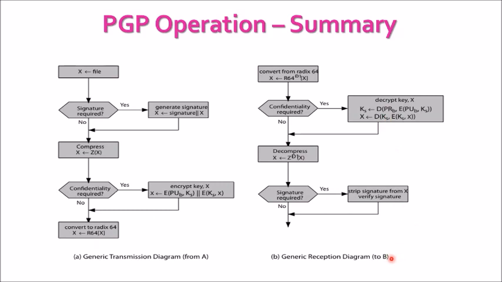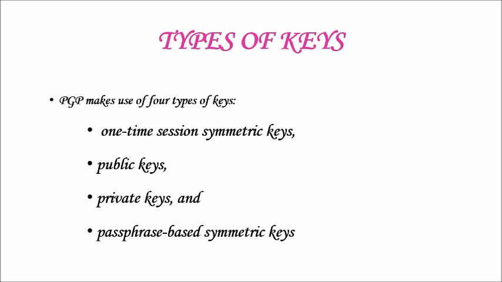On reception, the incoming block is first converted back from radix 64 to binary. Then, if the message is encrypted, the recipient recovers the session key and decrypts the message. The resulting block is decompressed. If the message is signed, then the recipient recovers the transmitted hash code and compares it to its own calculation of the hash code. PGP makes use of four types of keys. They are one-time session symmetric keys, public keys, private keys, and passphrase-based symmetric keys.